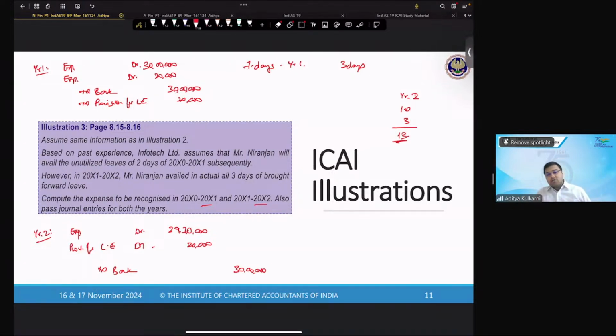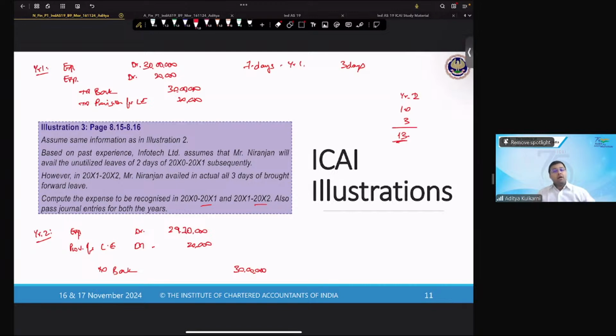But Sir, estimation shortfall is there. That's why we charged 10,000 to P&L immediately. That's true. Okay, listen to my explanation and question. You will be able to give me the answer I am looking for. Year one, we estimated that he will take 2 days leave. But in year two, he has taken 3 days leave. What is happening to this estimate?